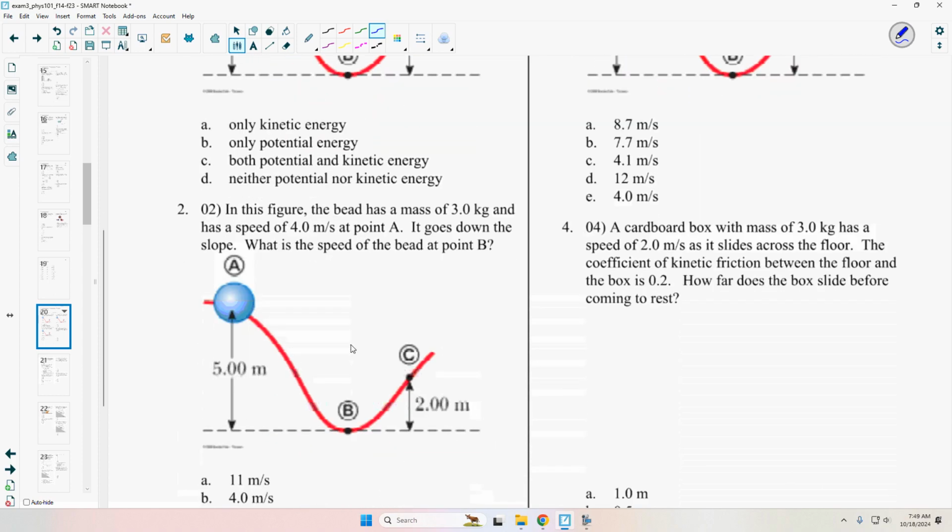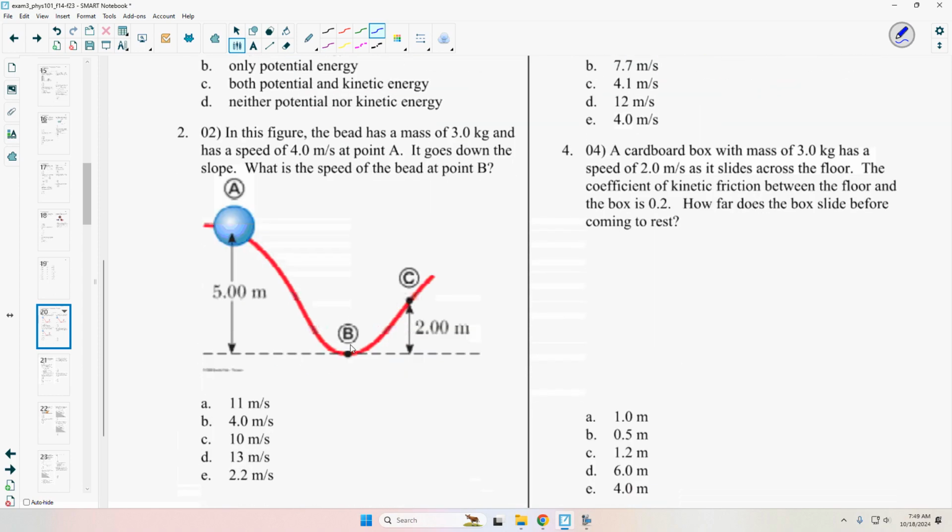Okay, these come up a lot, and you're going to see one similar to this on the quiz, of course, because they're on every exam. If they're not on every exam, then you're likely going to see it on the quiz, and on the exam, too, by the way. So I have this cardboard box. It has a speed. That means it has kinetic energy.